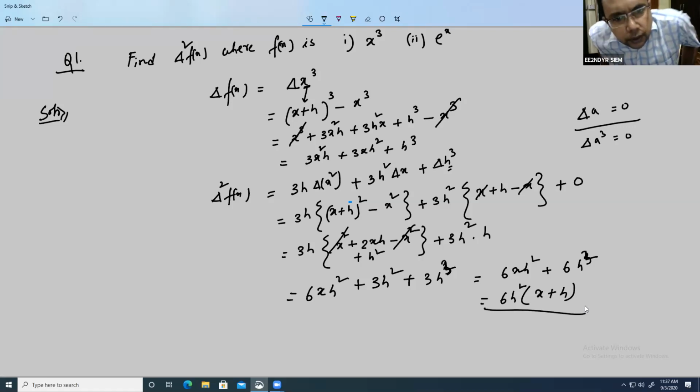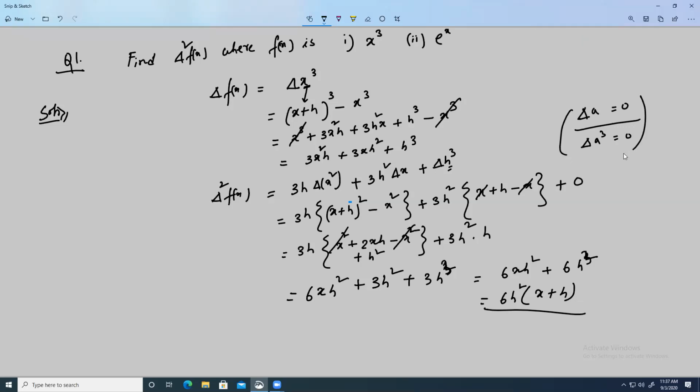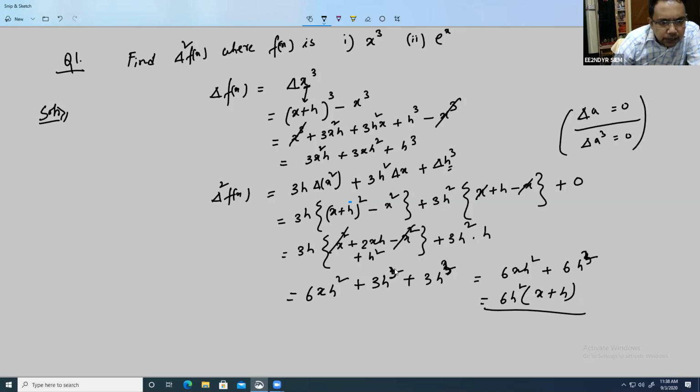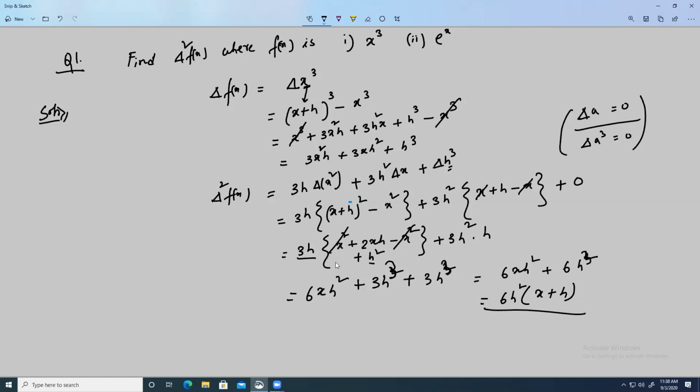Student, if you have any problem, please tell me. Sir, how could 3h square plus 3h cube be added? Which line? Sir, last line, 6h square plus 3h. This is 3h square plus 3h cube. Oh, okay. Look at this. This is 3h and this is h squared. This is h cube. Clear? Yes, yes, that's fine.